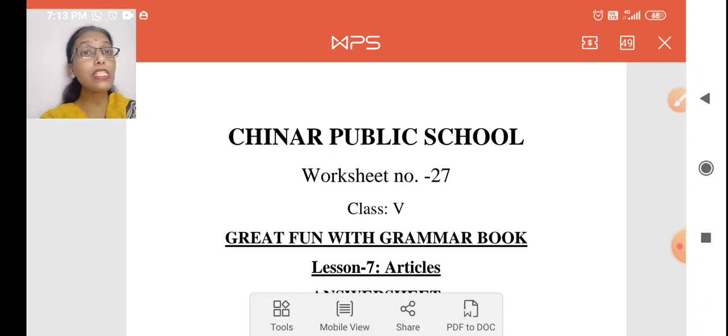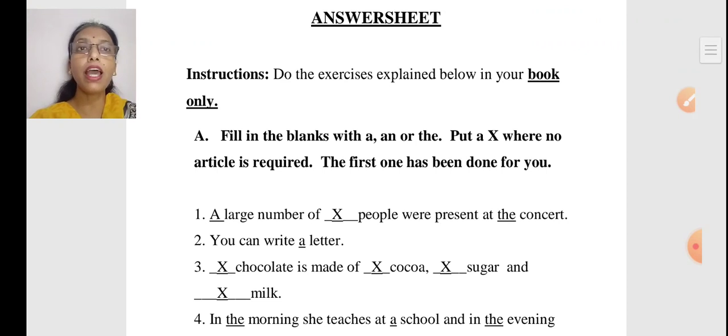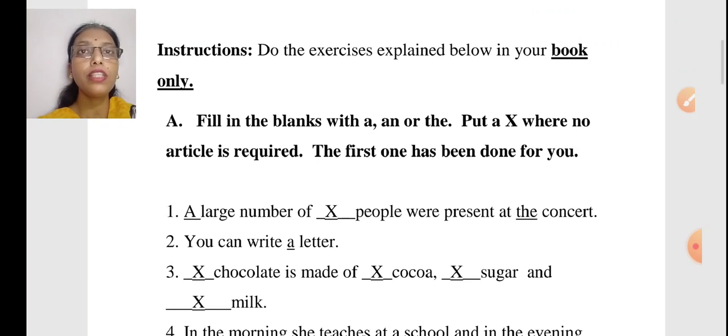Okay, let's see what the first exercise says to us. It's saying we have to fill in the blanks with a, an, or the. Let's see what this exercise says. We'll put a cross there if there is no article. What will we put? Cross. Let's see the first one.